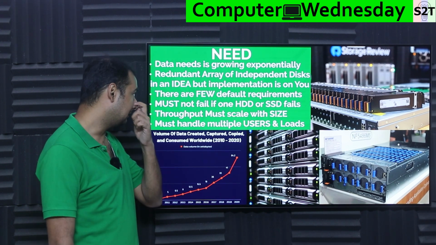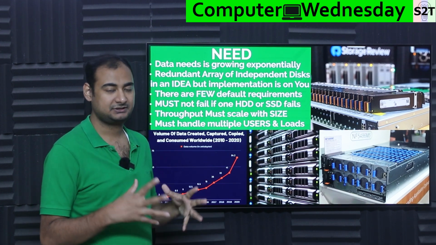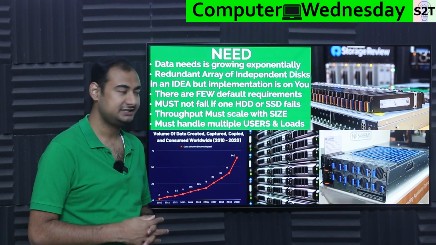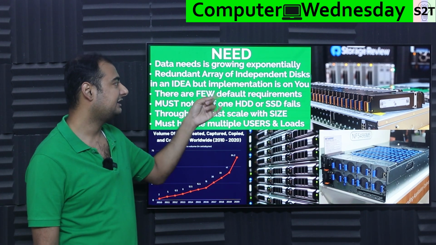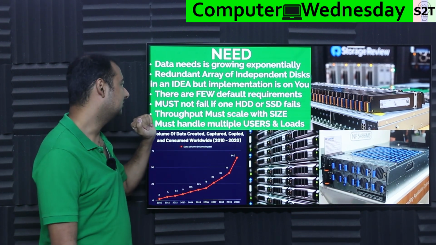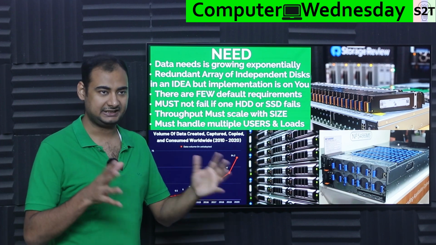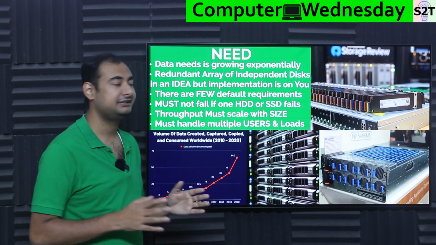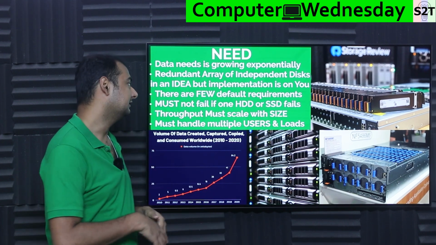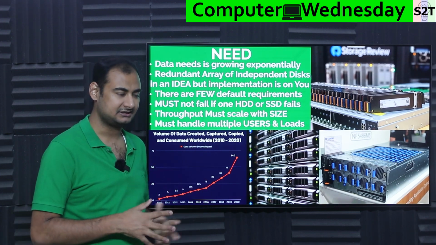We need it. Now, there was one technology developed in the very early 1970s that was classified as redundant array of inexpensive disks. That's the idea. Whenever you talk about RAID, it's an idea: redundant array of inexpensive disks. How do you implement it? That's up to you. We'll discuss that further.